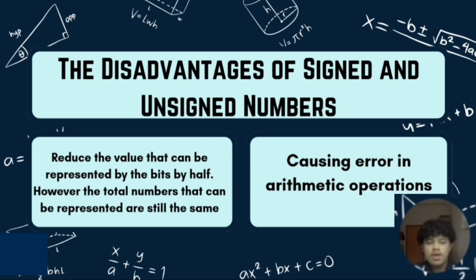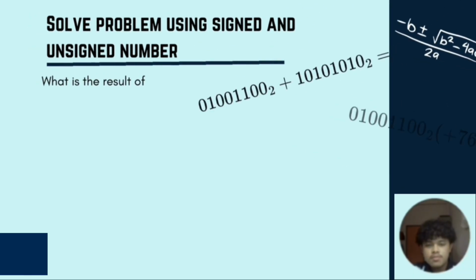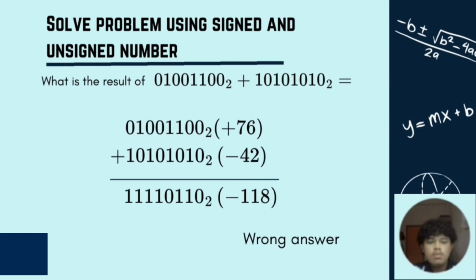And the next disadvantage is that when we are using signed and unsigned numbers, it will cause errors in arithmetic operations. For example, we need to solve a problem using signed and unsigned numbers. The question is, what is the result of 0100 in base 2 plus 10101010 in base 2? When we do the arithmetic operation, we will get 11110110, which is negative 118, which is the wrong answer.